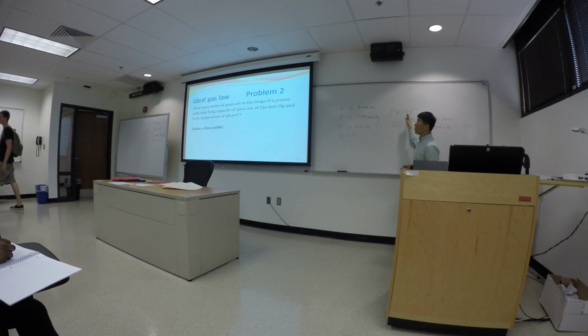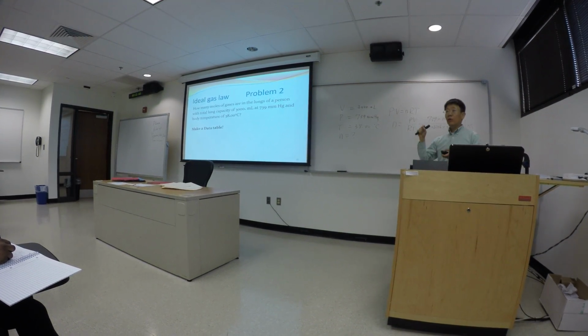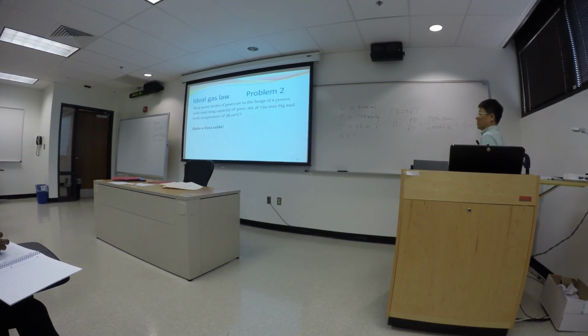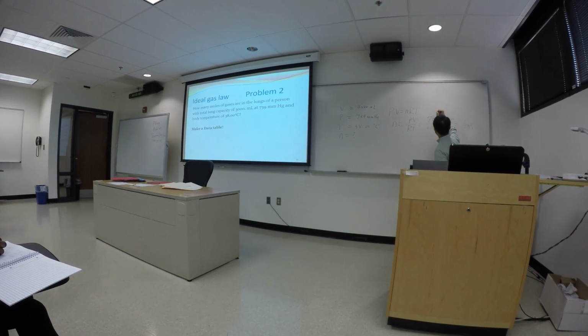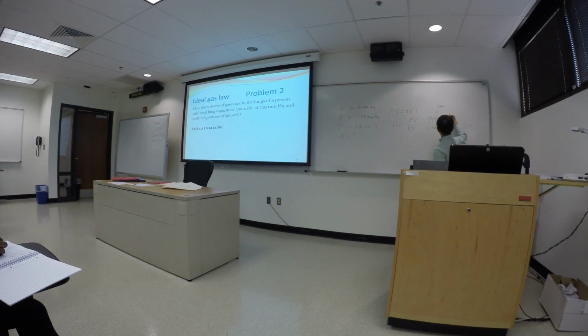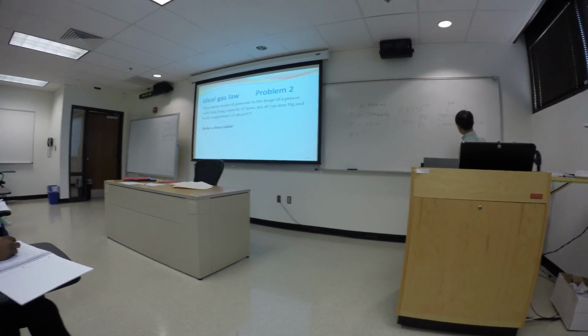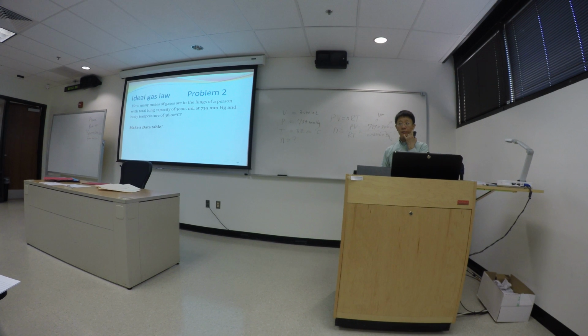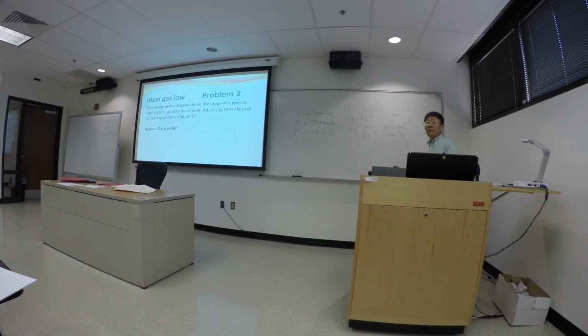Every time that you use PV equals nRT, you have to pay very close attention to the units. Millimeter mercury has to be converted into ATM, and milliliter has to be converted into liter, and temperature has to be converted into Kelvin. This is the constant there. So how do you do the conversion?